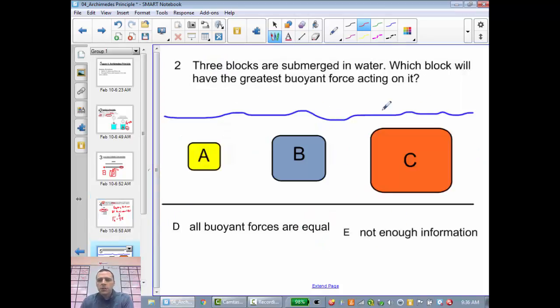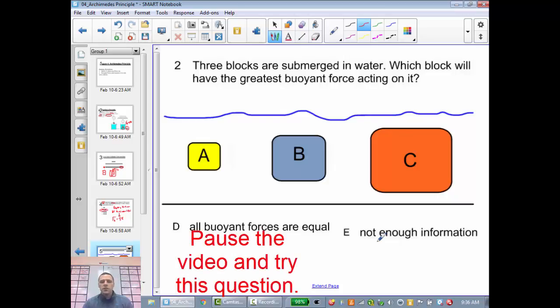3 blocks are submerged in water. Which block will have the greatest buoyant force acting on it? Is it A, the small yellow one, B, the mid-sized blue one, or C, the large orange one? You can also choose that all buoyant forces are equal, or there's not enough information to answer this question. So pause the video, take a moment, and see what you come up with, and then I'll go through the answer.